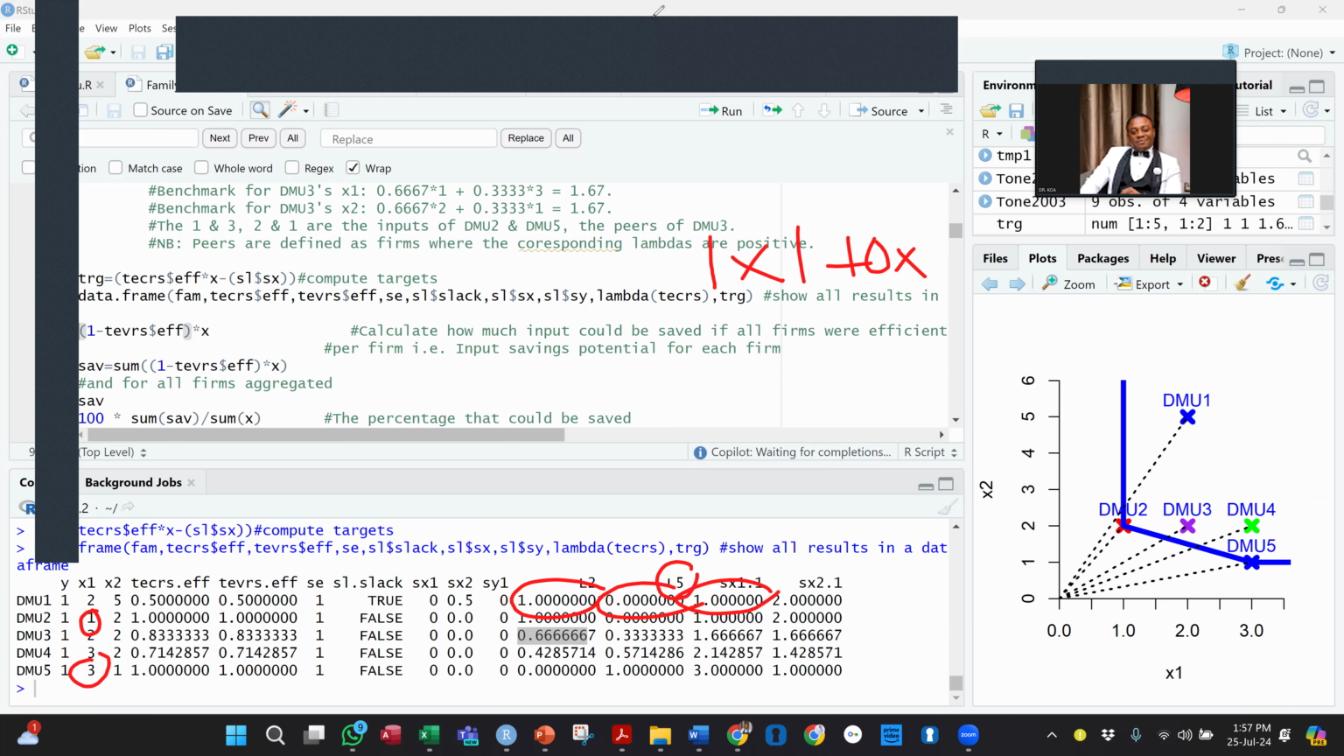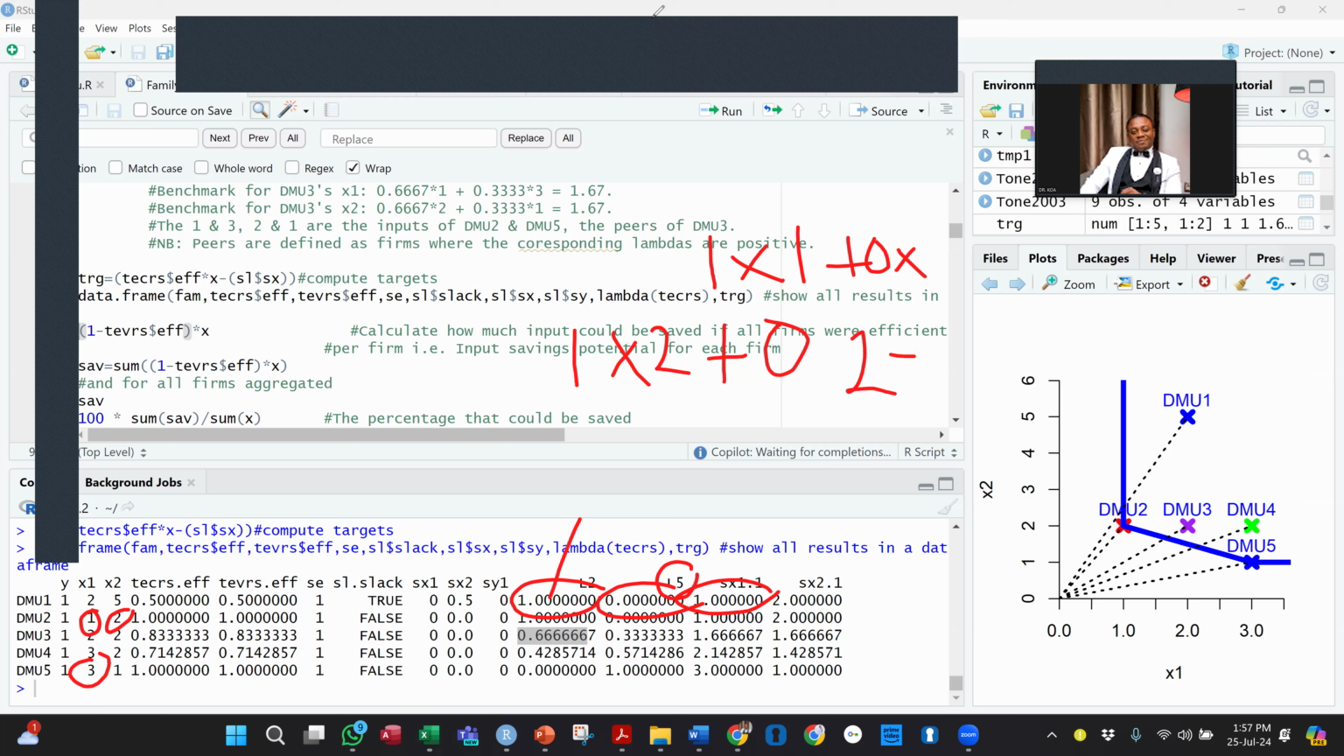Let's check for 2. You will take the same 1, this very value, 1, multiplied by the second input. The second input for DMU2 is what? 2. So 1 times 2 plus, you take the 0 multiplied by that of the 5. The input of the 5 is 3. So 0 times 3, 0. So 2 plus 0 is 2.